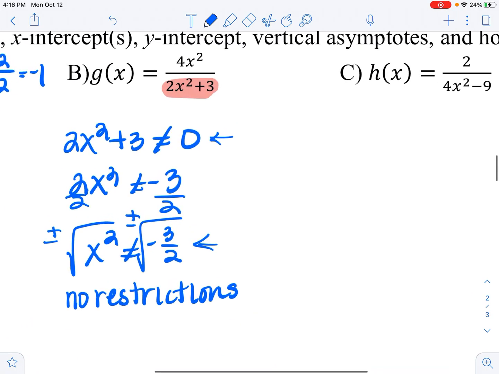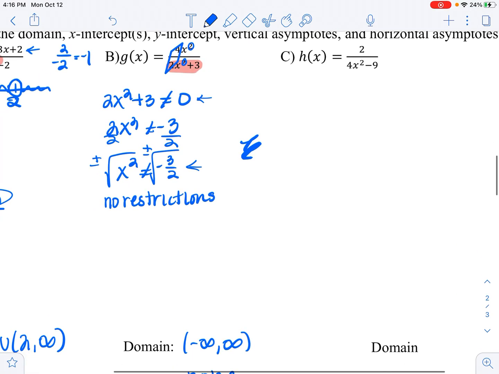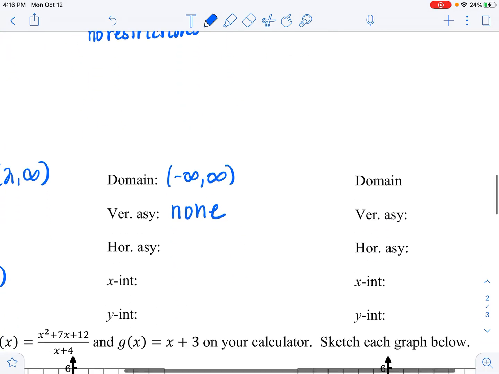Horizontal asymptotes, I'm going to compare the degrees. If you look, the degrees are the same. So it's a ratio of the leading coefficients. So I have y equals 4 over 2, which is 2. So my horizontal asymptote is y equals 2.